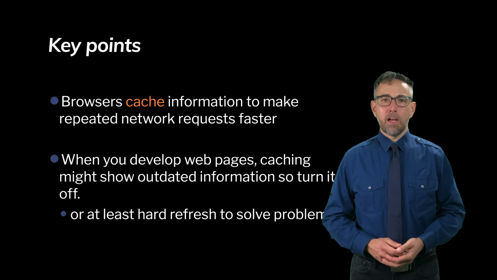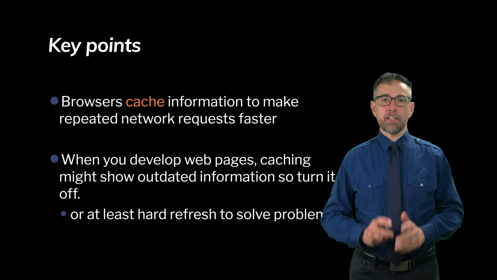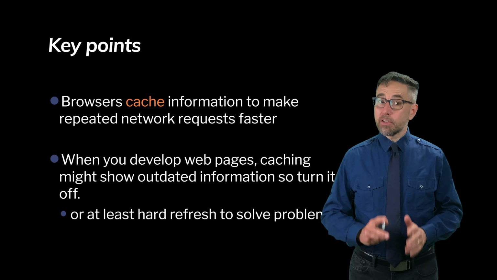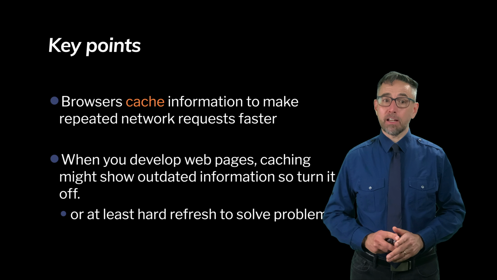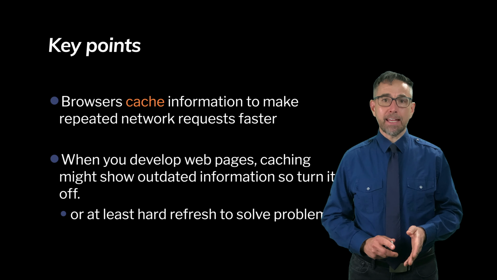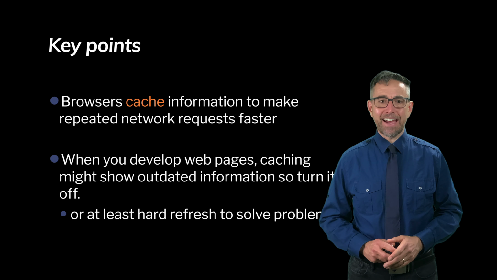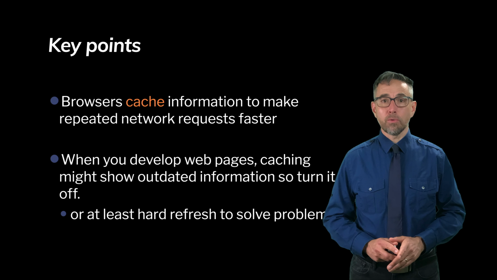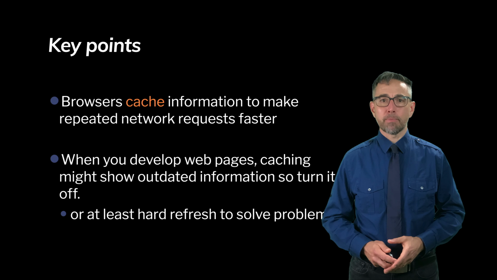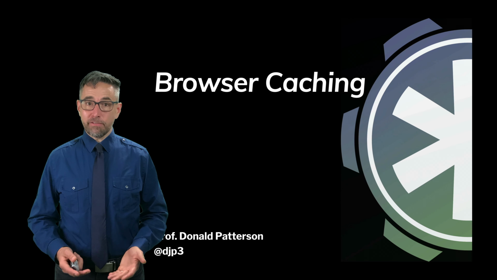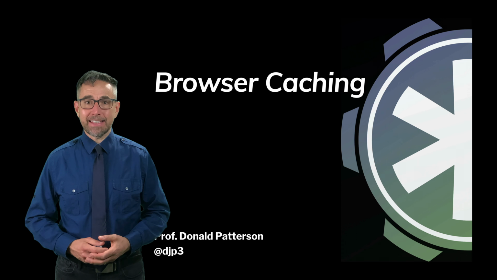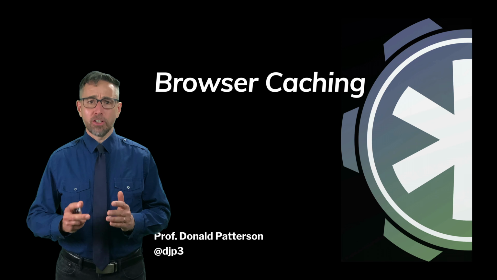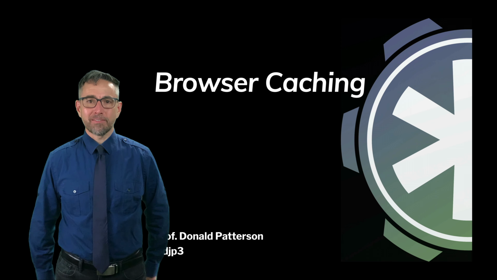So the key points. The browser caches information and resources to make repeated network requests faster. When you develop web pages, caching might show outdated information, so turn it off by checking that blue button so that the cache is disabled. Or make sure that you do a hard refresh when you load your web page in order to try and debug problems that you encounter. As you begin to develop web pages, I hope understanding this detail, this nuance of how browsers work, will help make that debugging process a little bit less painful. Thank you for your attention.